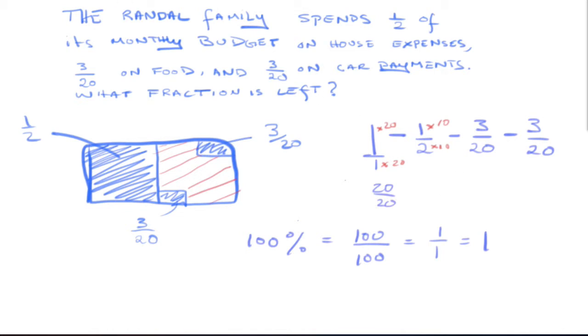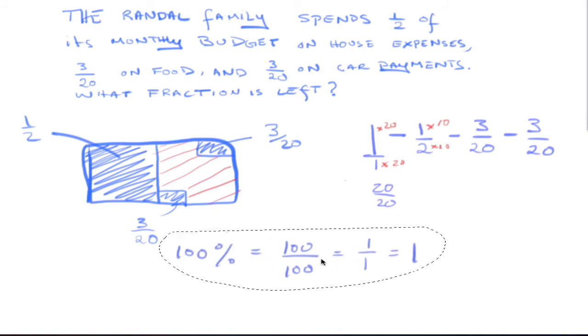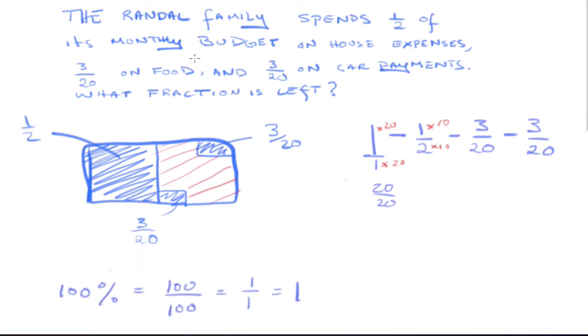Let me just move aside this 100% thing that I don't need anymore. 20 over 20 is the 1 over 1. It's 20 over 20. Minus, now I have over 20 how much? 1 times 10, that's 10. Minus 3 over 20, minus, again, 3 over 20. So what this is saying is I've got 20 20s, I'm losing 10 20s, I'm losing another 3 20s, and finally I'm losing one last time, another 3 20s.